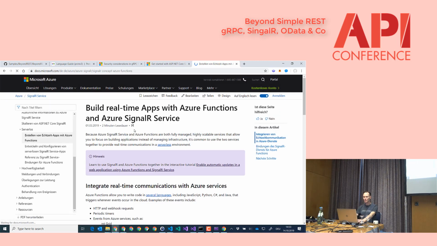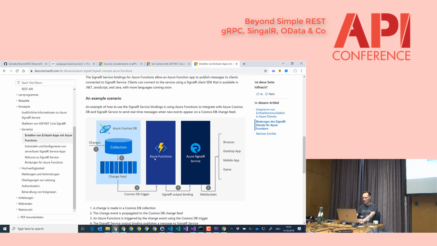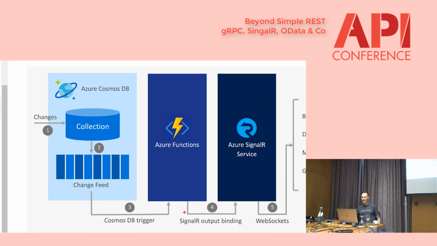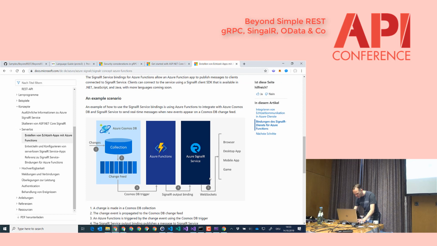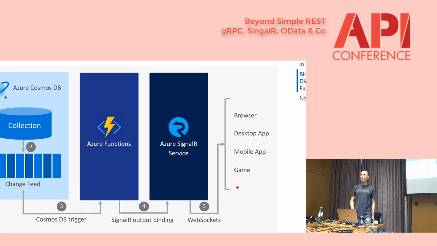build so-called serverless services. So essentially, what you can do is you can now push SignalR messages out to the browser client, mobile client, whatever, without implementing a SignalR server. What SignalR can, to the backend, it supports an HTTP-based API. And to the front end, it supports WebSockets or SignalR.